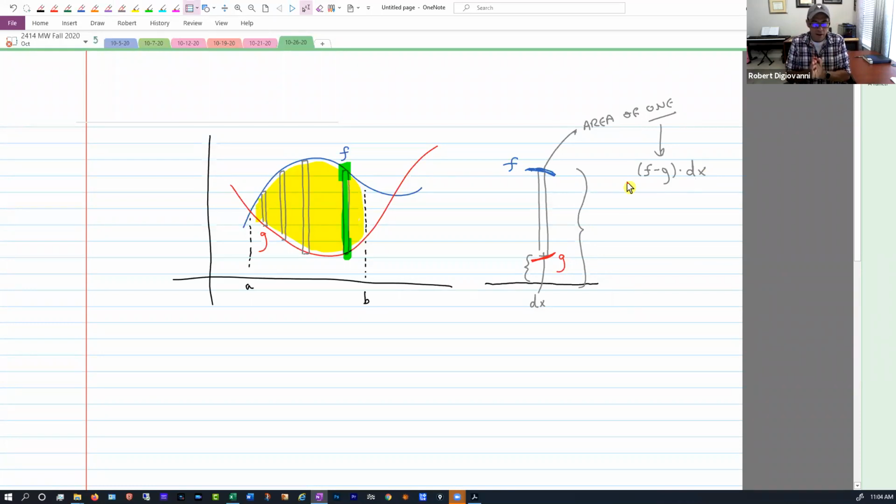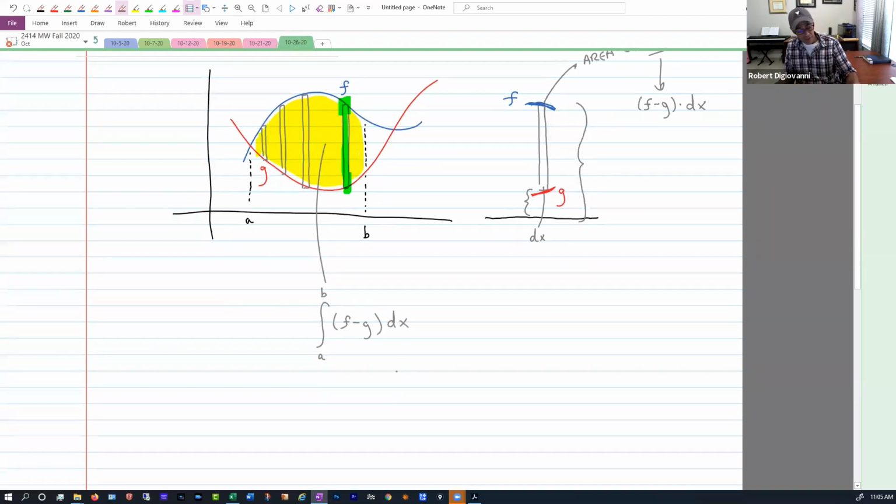So if that gives you the area of one of them, then what you want to do is add up all of them, right? And that's where we bring in the integral. So to find the true area here, we do the integral, which is basically a sum of an infinite number of those. And it's f minus g dx.